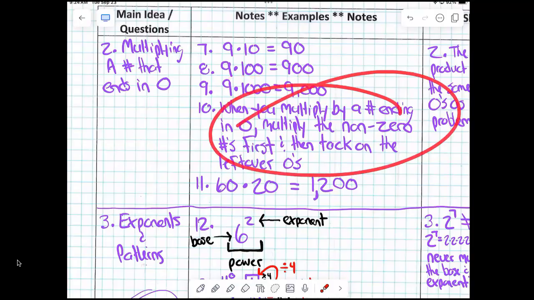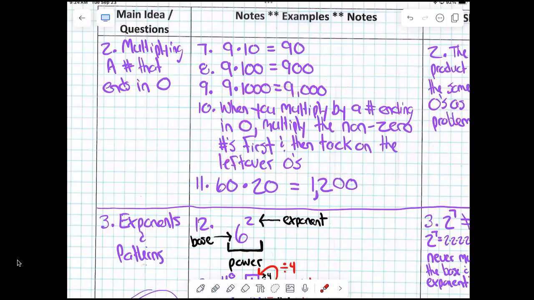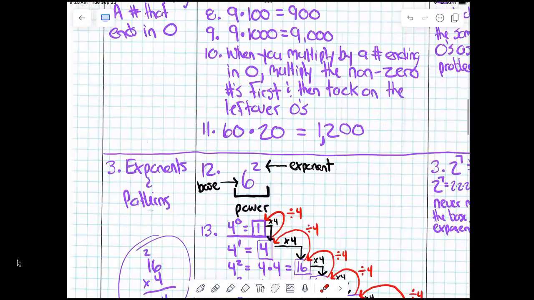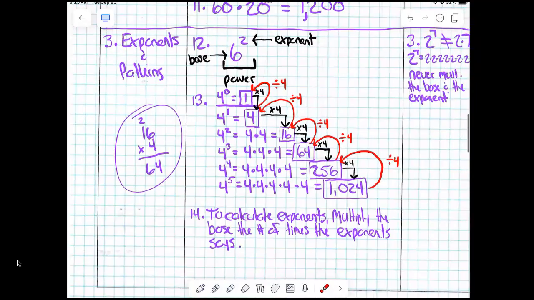So here we go. When you multiply by a number ending in 0, you multiply the non-zero numbers first, and then you tack on however many zeros are left over, right? So for example, what's 6 times 2? 12. Thank you for answering the question. How many zeros are left over here? 2. So I tack them on at the end for 1,200, yes?